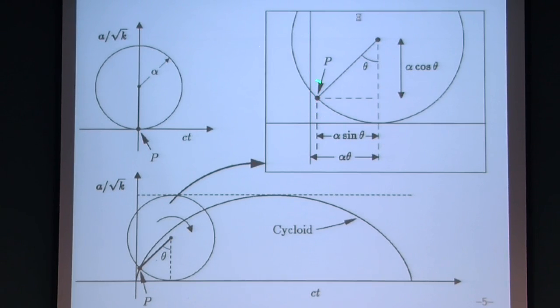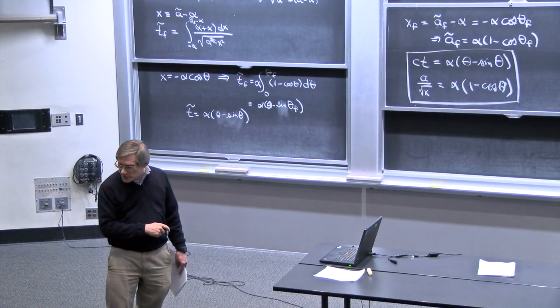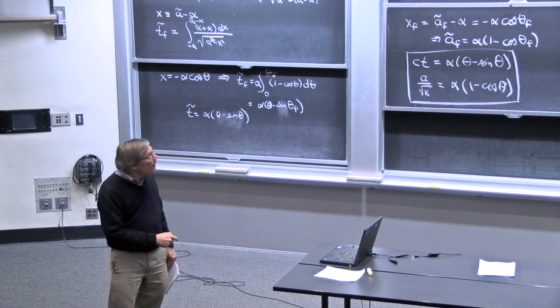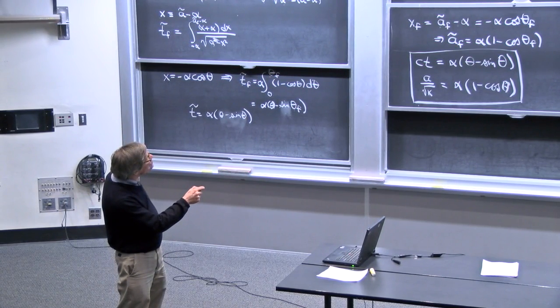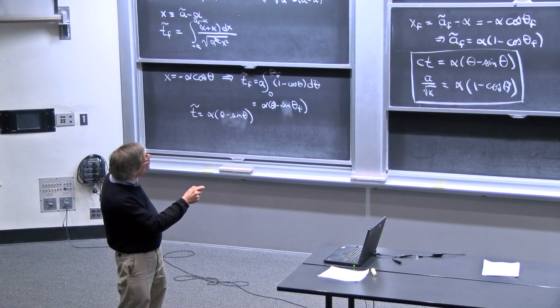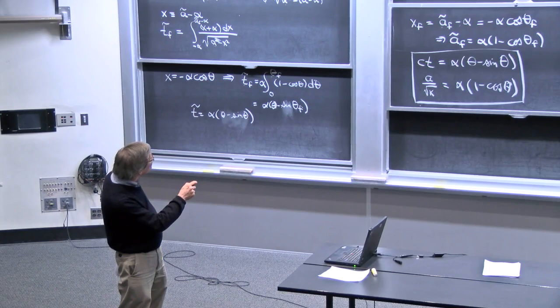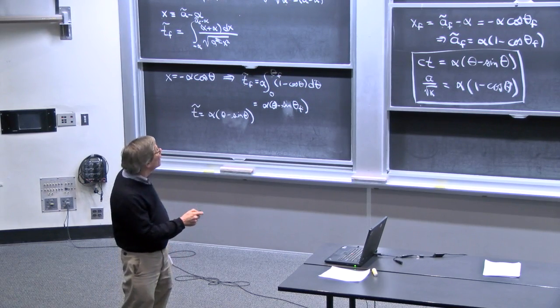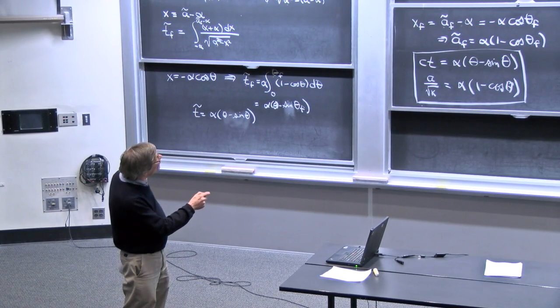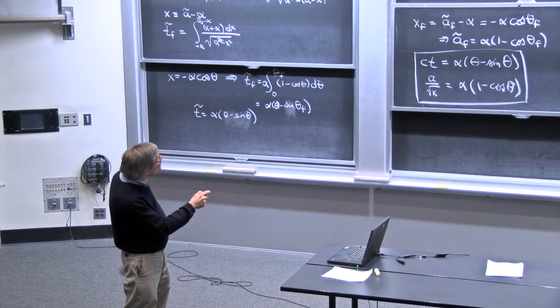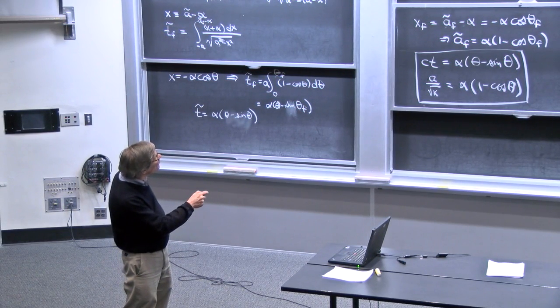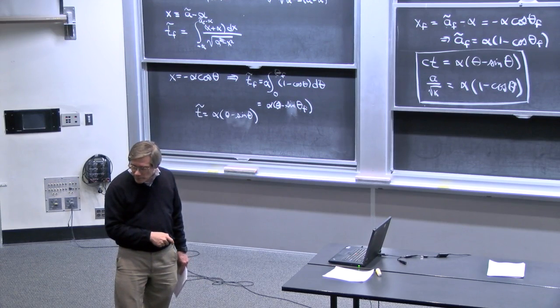To get the alpha sine theta on the line above, that's the distance between the point P and a vertical line that goes through the center of the disk. And that's just simple trigonometry on this triangle. The radius of our circle is alpha. And then by simple trigonometry, this length is alpha times sine theta, which is what the label says.